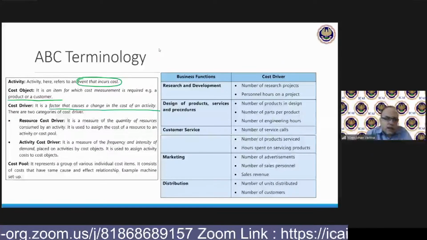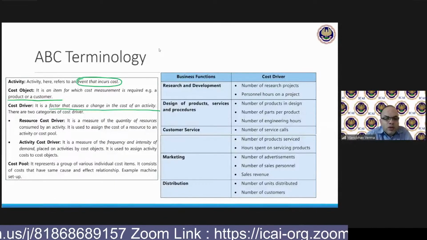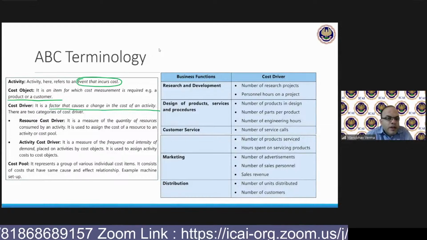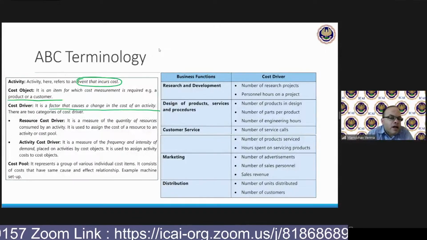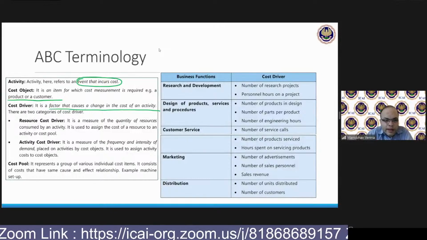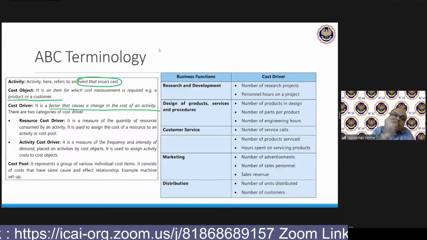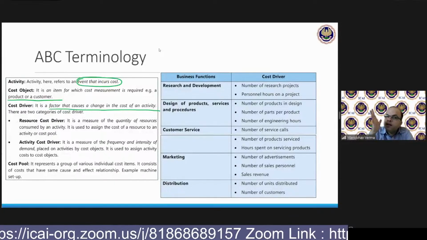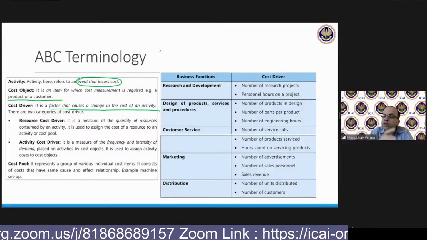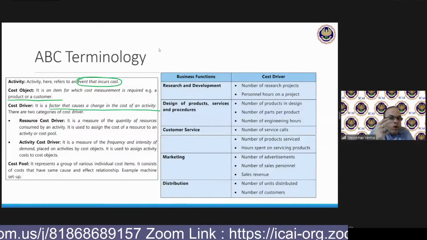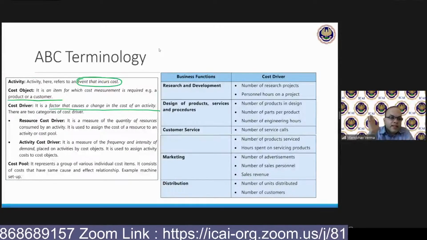Similarly, we are talking about activity cost driver, a measure of frequency and intensity of demand placed on activities by a cost object. Now, the difference between the resource cost driver and activity cost driver is that we use the resource cost driver to assign the cost of a resource to an activity. So let's say there is an overhead cost which relates to a person or a department involved in redesign. So we are allocating the entire redesign cost to the number of redesigns over there.